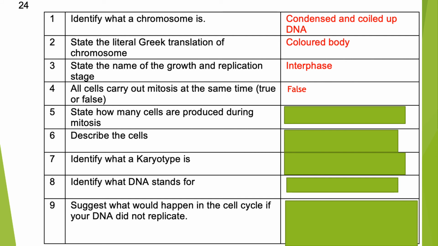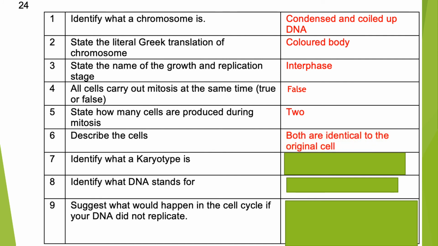All right, number 5. State how many cells are produced during mitosis. So, any one cell that goes through mitosis, how many do you get at the very end? And the answer to that is 2. Number 6. Describe those cells. So, 2 cells that are produced at the end of mitosis, what do they look like? Or just describe them. And they are both going to be identical to the original cell. Or you can put parent cell. I don't know if I mentioned it like that, but since the 2 cells are called identical daughter cells, you would call the original cell the parent cell.